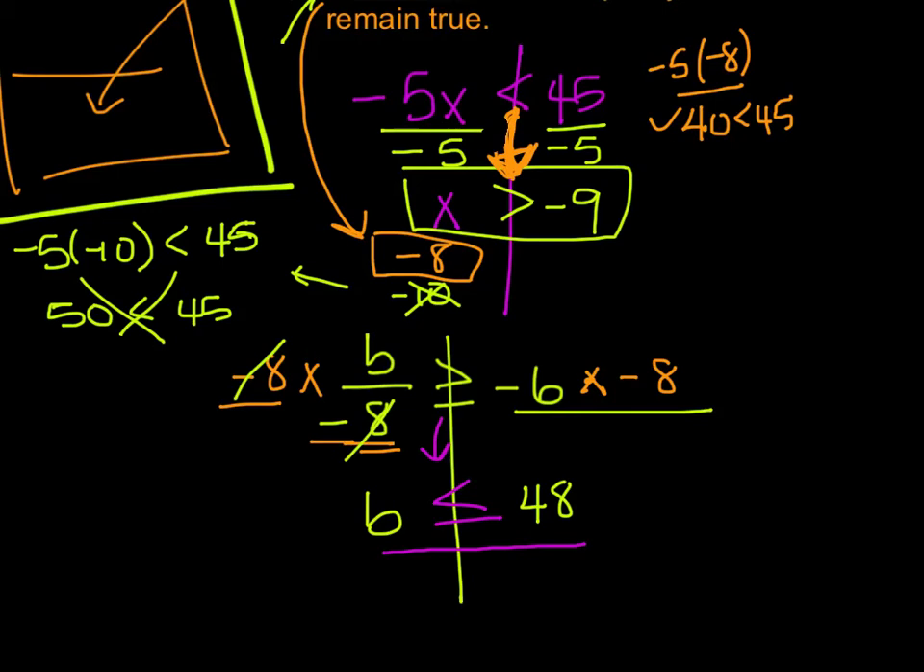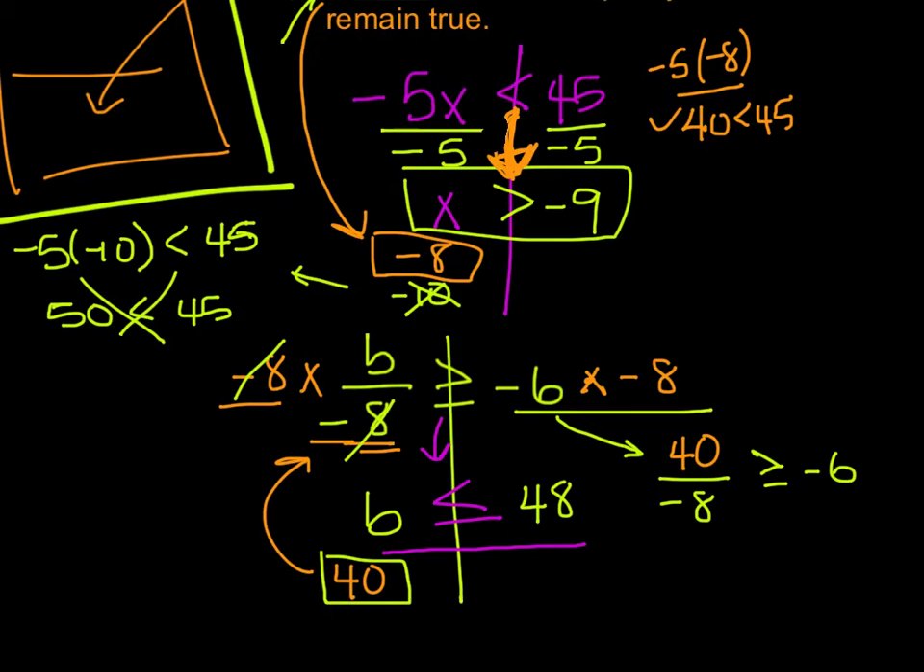So what number is less than or equal to positive 48? Let's maybe try 40. 40 is less than or equal to positive 48. So let's put that number into this inequality, and let's figure out what it actually stands for. So we have b divided by negative 8 is greater than or equal to negative 6. I just rewrote the original inequality with a possible solution, with something that possibly could work.